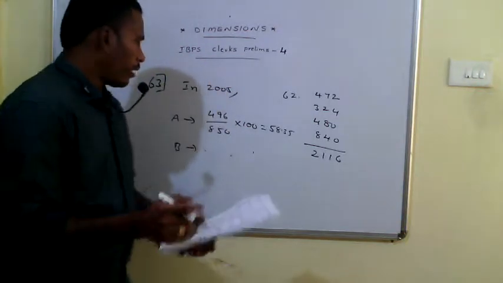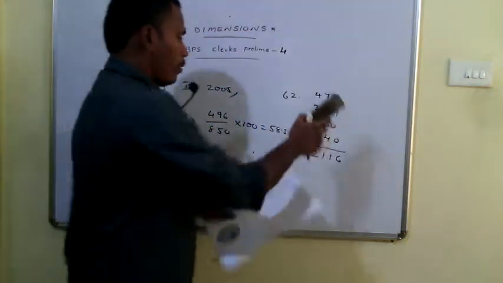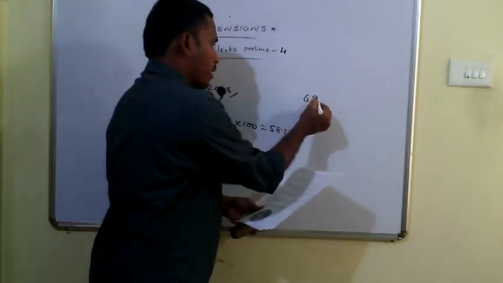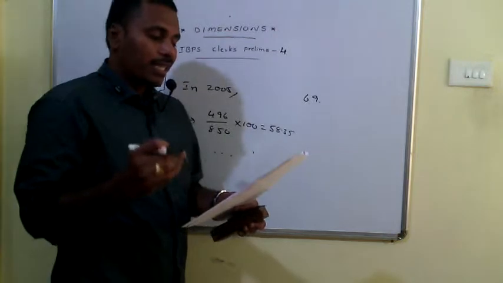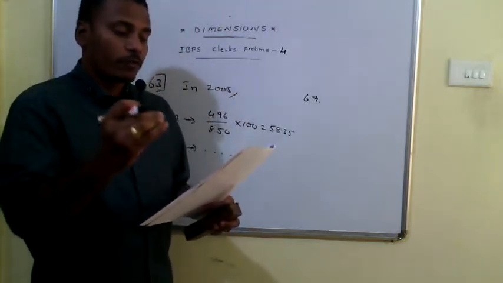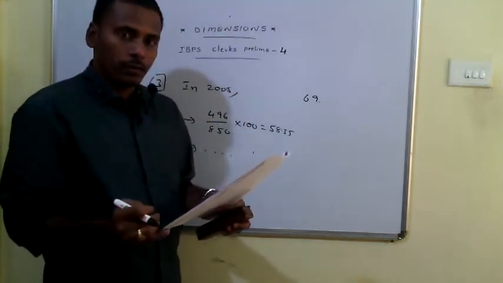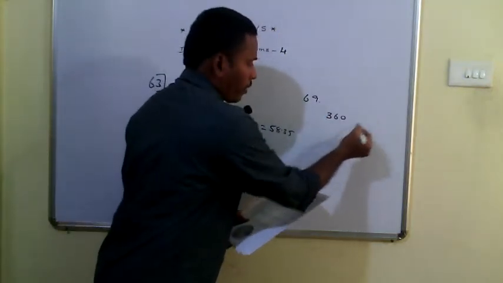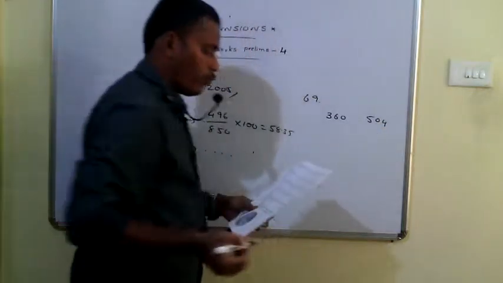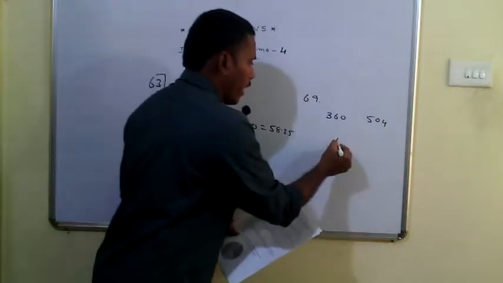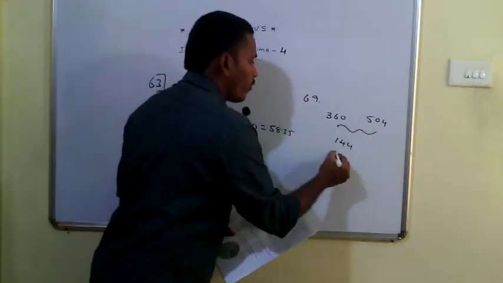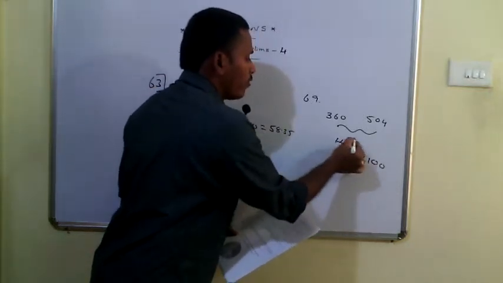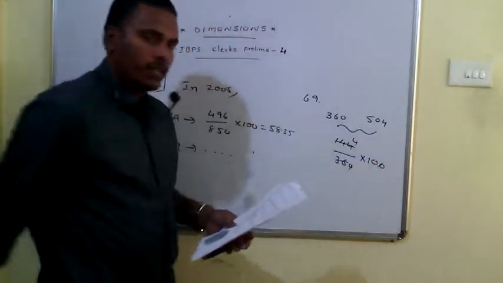Then coming to the 64th problem. It asks what is the percentage rise in the number of students who passed from school A in 2003 to 2004. School A in 2003, the passed candidates are 360, and the next year the passed candidates are 504. The percentage rise we need to calculate. The difference between these two is 144, divided by 360, into 100. 36 fours are 144, so 40% is your answer.